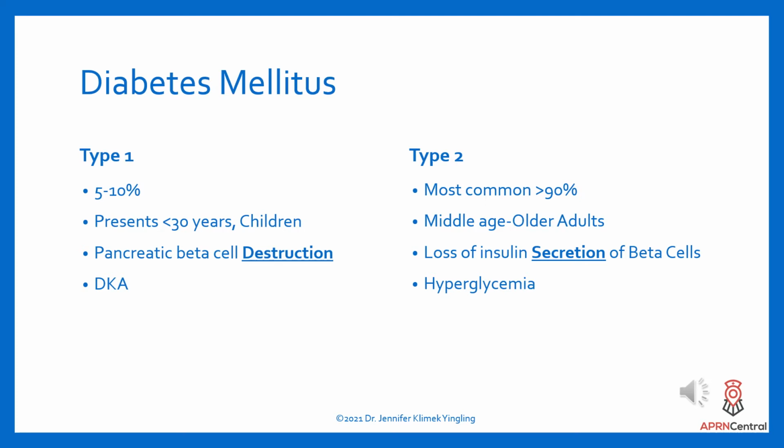Type 2 is the most common type of diabetes, and you're going to see a ton of this in your practice. About 90% of diabetics have type 2. It's often seen in middle age and older adults. The etiology of diabetes type 2 is a loss of insulin secretion of the beta cells. They kind of poop out. These patients will present with hyperglycemia.